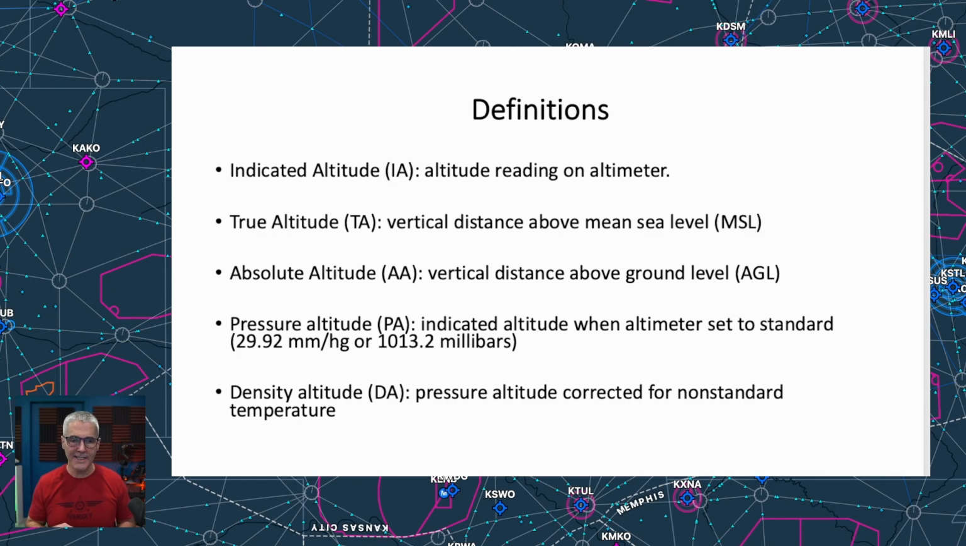Pressure altitude is the indicated altitude when the altimeter is set to standard pressure of 29.92 or 1013.2 millibars. It doesn't matter if you're at field elevation or higher. Once you set that altimeter to 29.92, you're now getting a pressure altitude reading from your altimeter. Density altitude is that pressure altitude, but corrected for non-standard temperature, and we'll have a discussion about that in just a second.